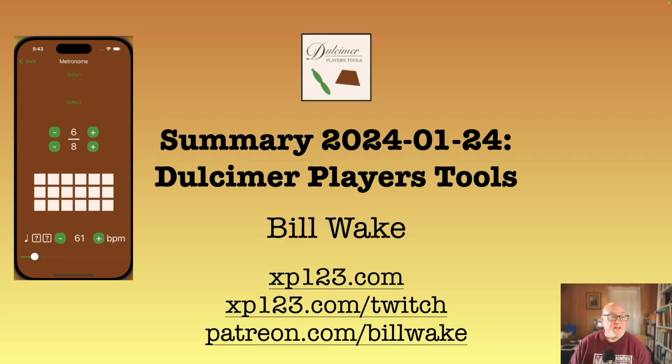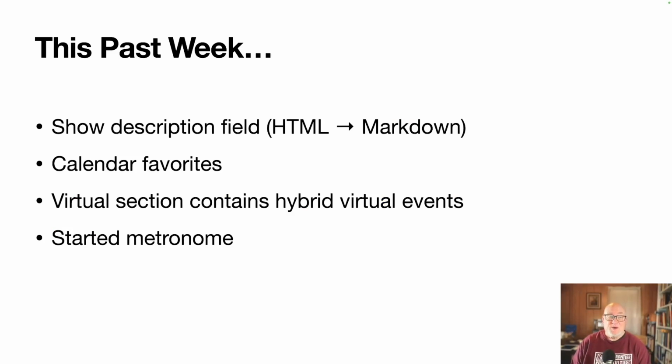We're working on making a tool set for dulcimer players, and the first part of the week was working on the calendar, and the second part on the metronome. So in the calendar, we updated the description field. We resolved a few issues with converting HTML to Markdown, and then we added the ability to have favorites on your calendar. And then finally, we updated the virtual section, which formerly just contained virtual only events, and now it contains hybrid virtual events too.